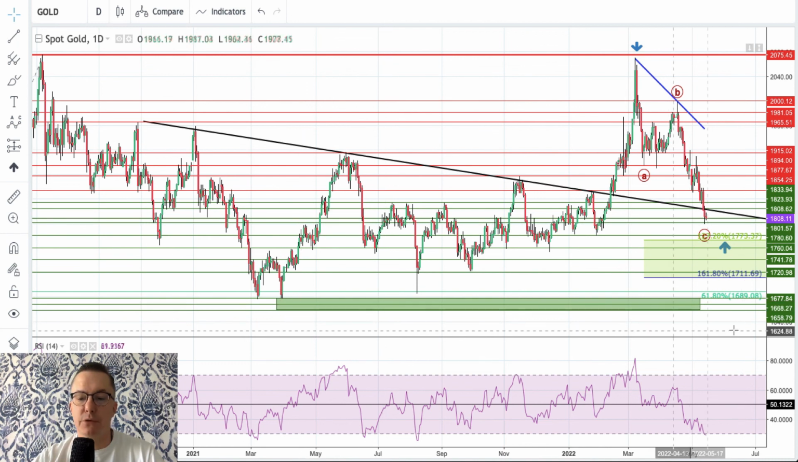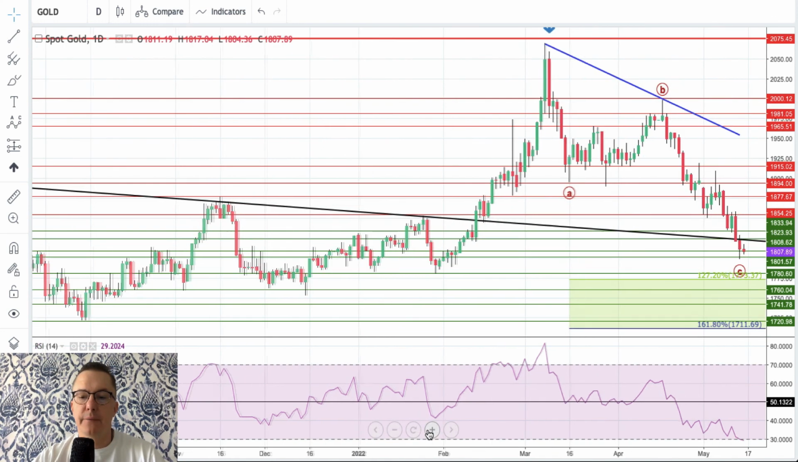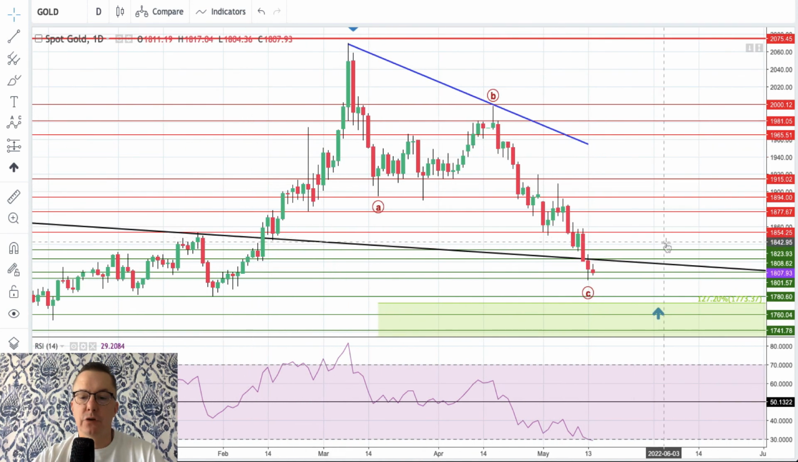But that's only possible when we break 1668. Then we got the clear confirmation of the double top and the 5-wave decline to the downside, and that means the market is of course developing a new impulsive cycle to the downside on the spot gold market, which is why it is very, very important to keep an eye on the levels on the gold market right now.